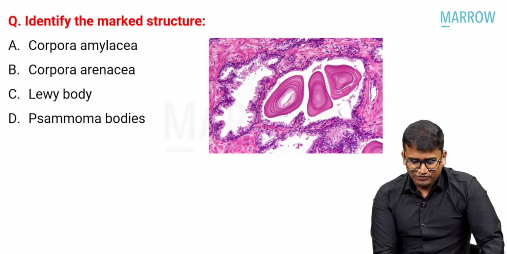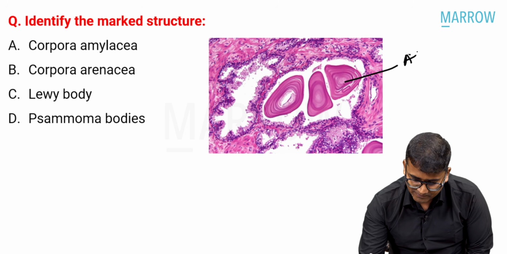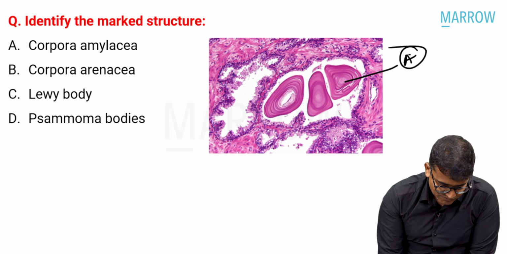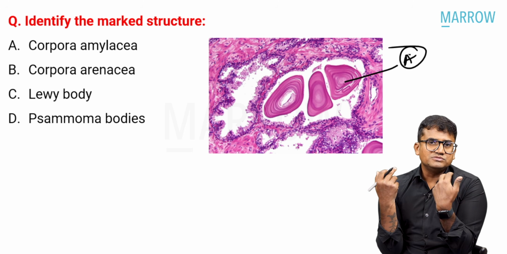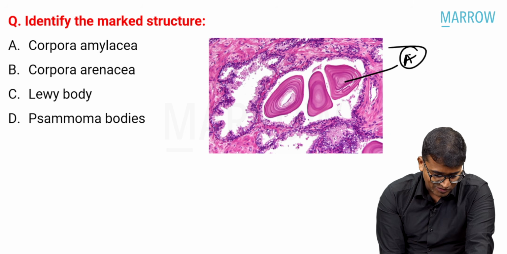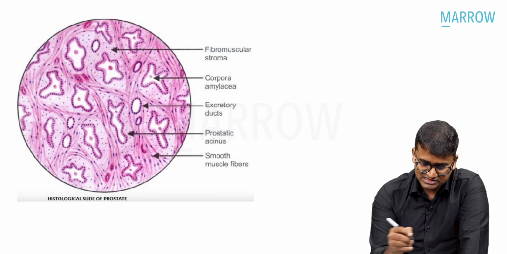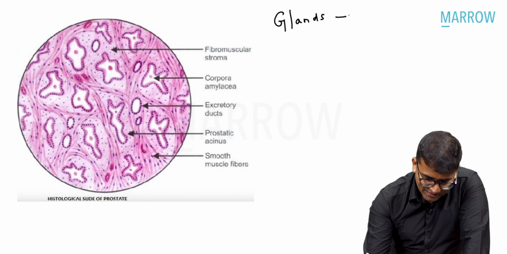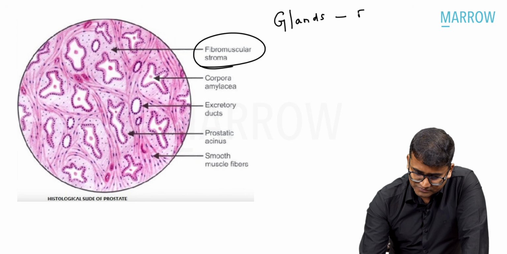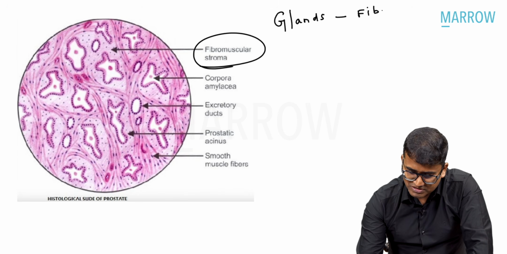Next one, identify the marked structure. So here the marking was given over here. Now what is the marked structure? We have to identify the image first. Now the slide belongs to, yes, prostate gland. Very good. Prostate gland histology, again very simple, again a brand new question, the very first time they have given this question in the AIIMS and INI-CET exam. So the prostate gland contains glands and fibromuscular stroma. Very simple. Only 2 components are there in the prostate gland, glands and fibromuscular stroma.